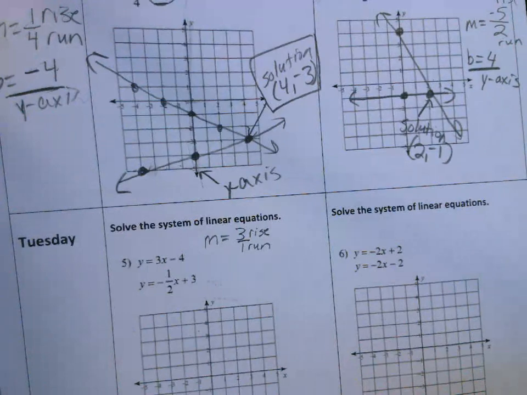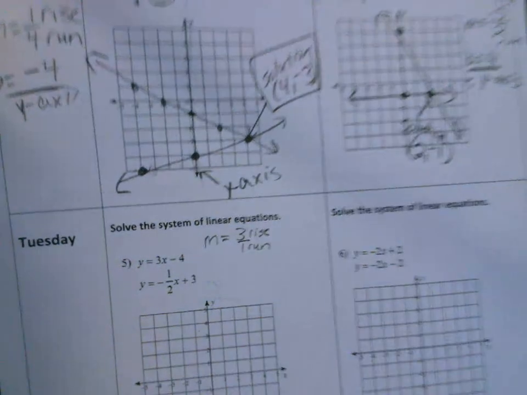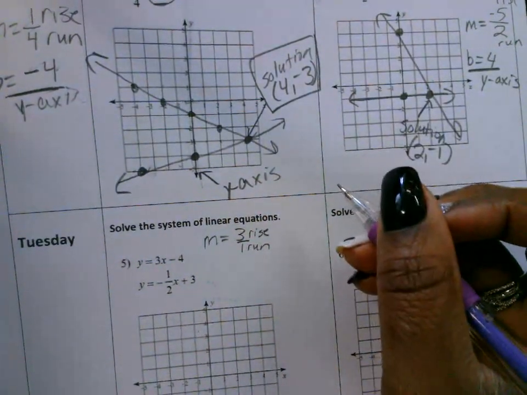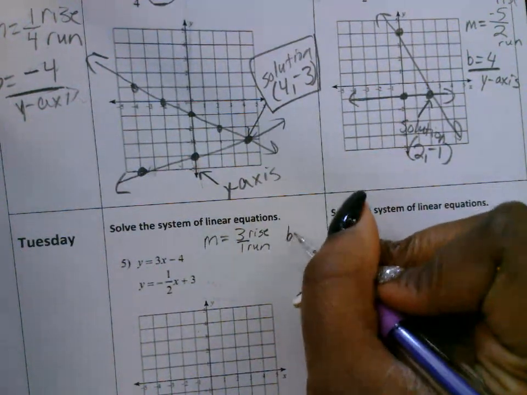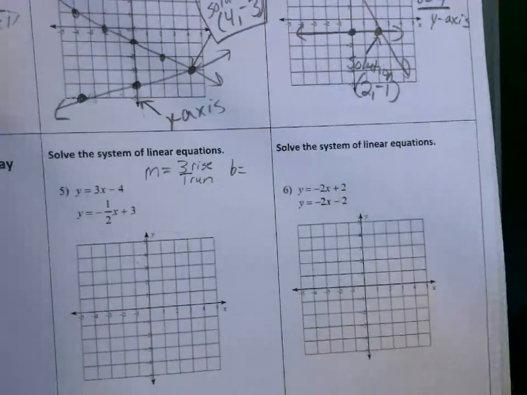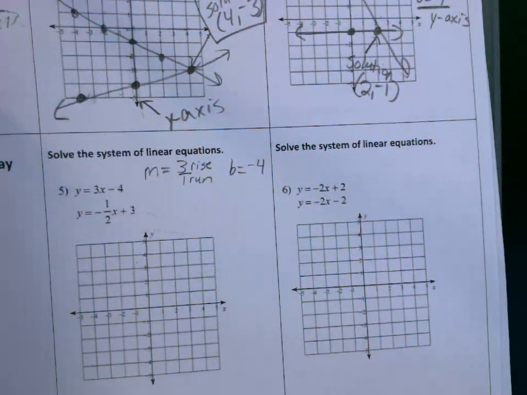If you didn't write it, please make sure that you write it. All right. So now what's my B? In the first equation, what's the B? -4. Good job. Okay. So let's graph it.